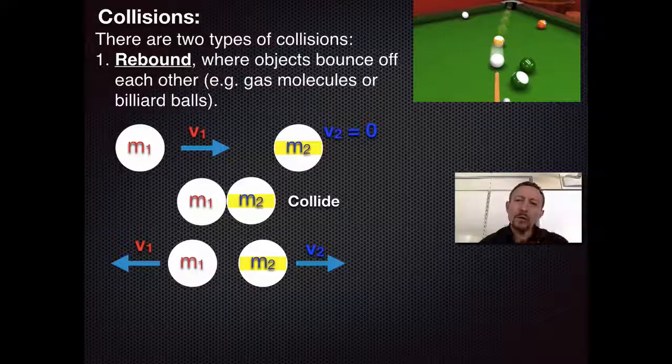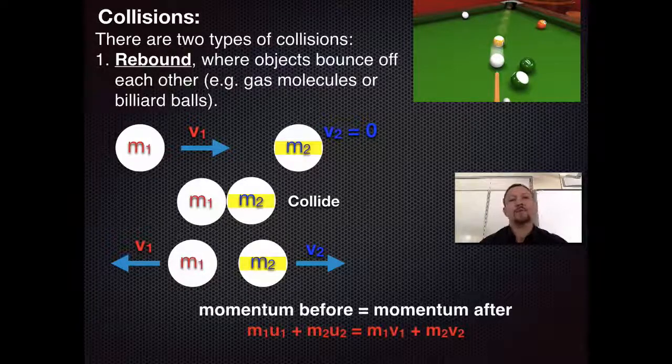Now, if we pull all this together, we get the idea that the momentum before must equal the momentum after. So you then get an equation that you can see down below in red, where we've got M1 U1, which is the momentum before of M1, plus the momentum of the second one, M2 U2, which will also equal the momentum after of M1, M1 V1, and the momentum of M2, M2 V2.